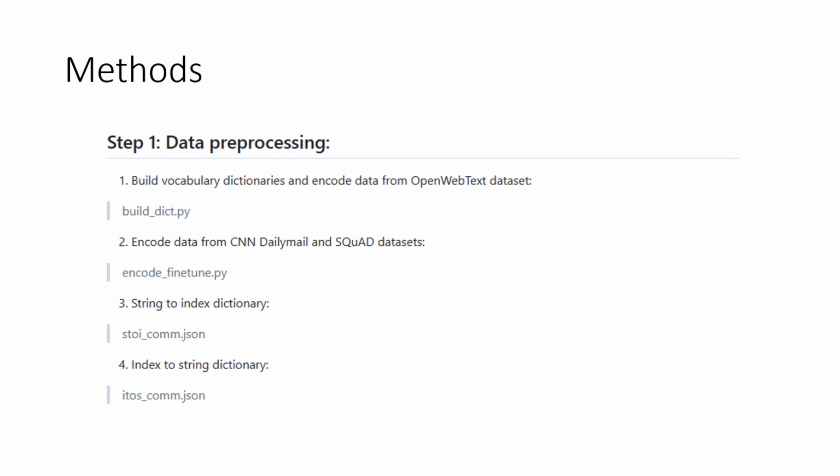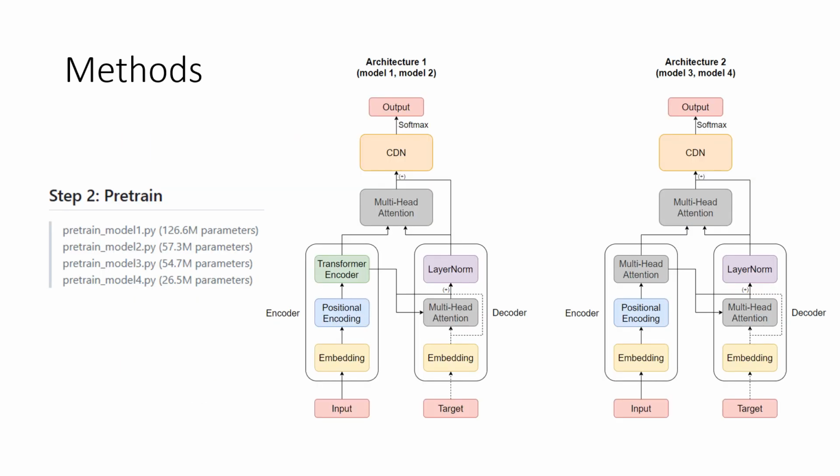file for later use. Next is to encode the fine-tuning data, which is derived from the CNN, Daily Mail, and SQuAD datasets, using the script encode fine-tune.py with the dictionary built in the pre-training step. And here are the two dictionaries used for this homework, and they also exist in the GitHub repository.